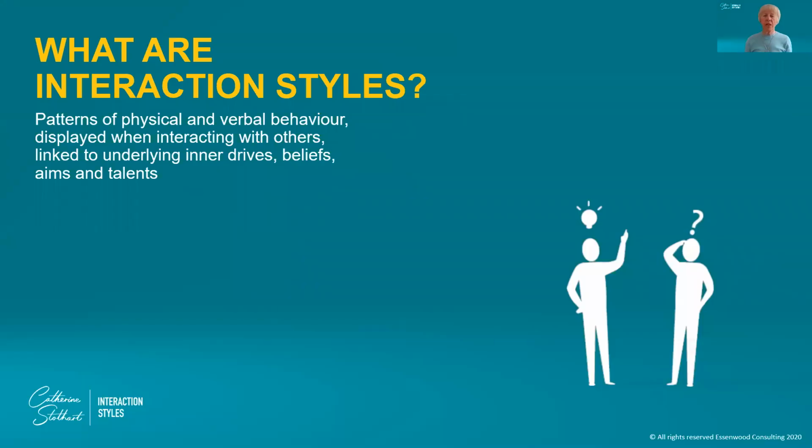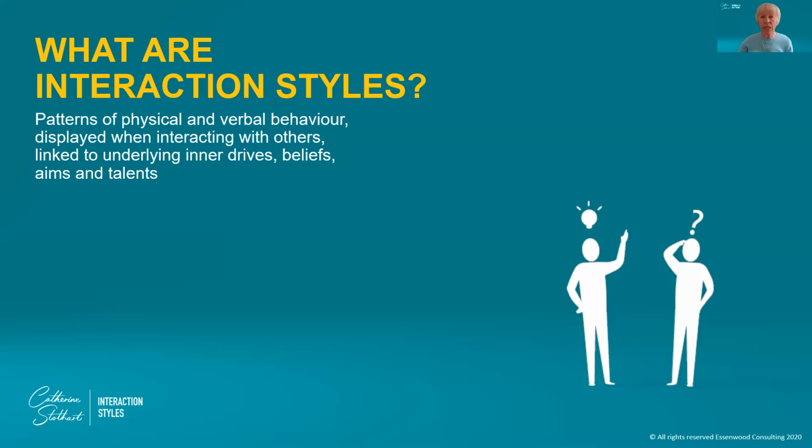So interaction styles are patterns of physical and verbal behaviour displayed when interacting with others, linked to underlying inner drives, beliefs, aims and talents. So basically interaction styles is about the external energy you display when you're interacting, how fast or slowly you speak or move, how expressive you are, linked to what's driving your behaviour when you're interacting with others. And this is what makes it a really powerful tool, because if you know what's driving other people's behaviour, you can respond more appropriately to it and you can manage your own behaviour.